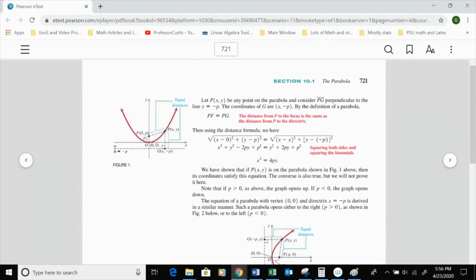And what's the point that the directrix is on? I don't know where the directrix is. Here's what we decided to do to simplify the notation for us: we said that the vertex is at the origin. And having the vertex at the origin simplifies things.